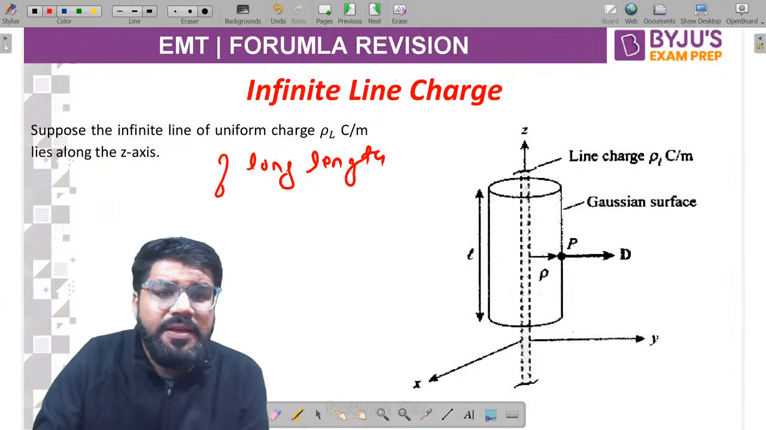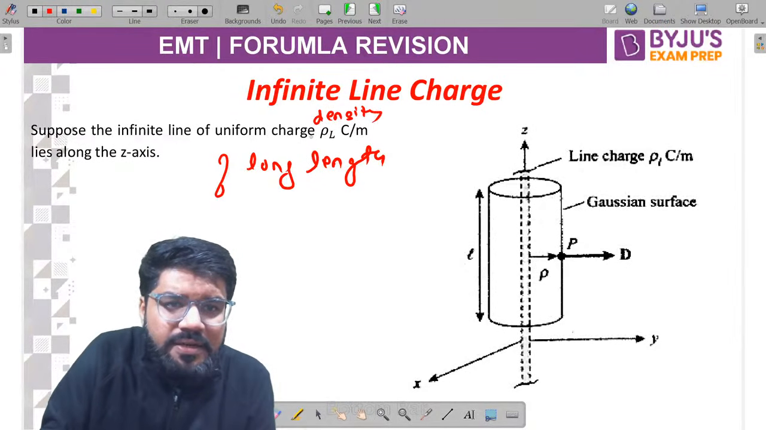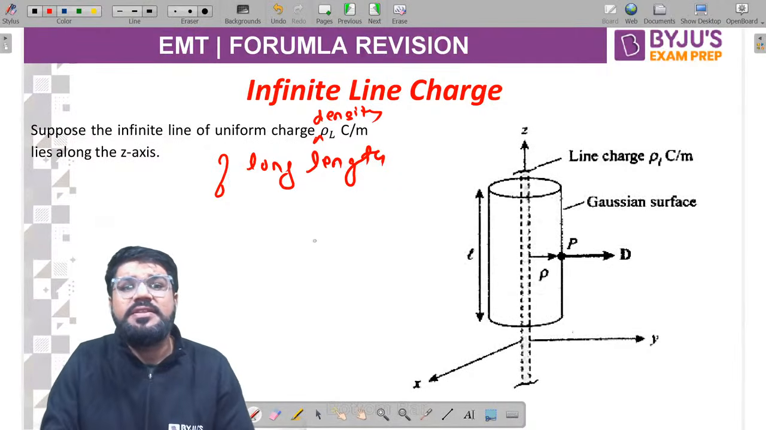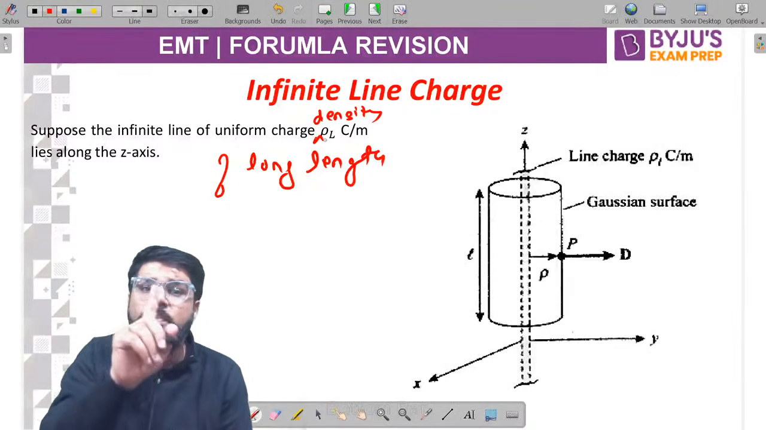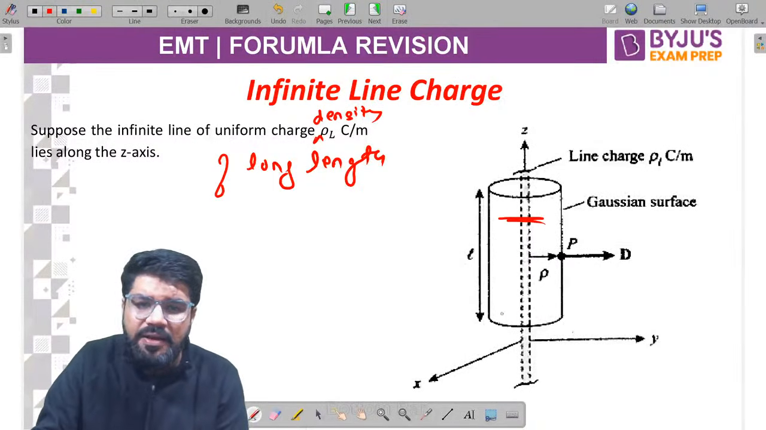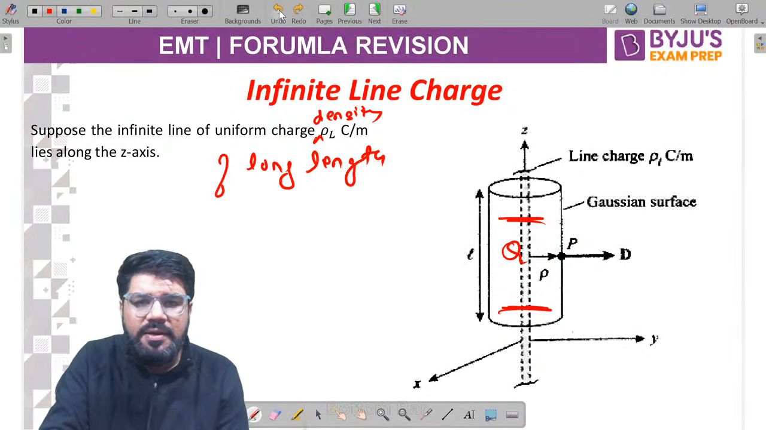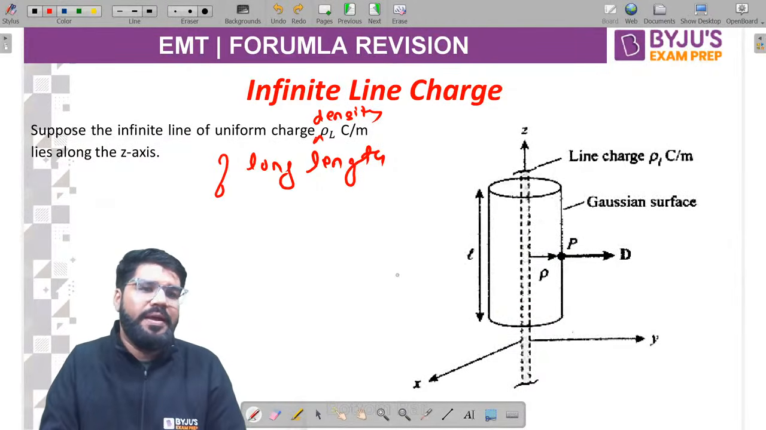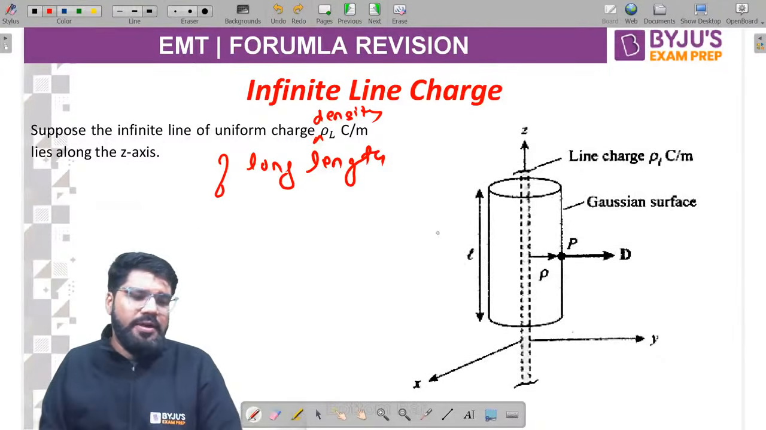So let rho L be the uniform charge density. Consider a line charge having the charge density rho L. That is, what is the charge available on the line per unit meter. If I take only 1 meter, suppose the charge in this 1 meter section is Q, and that is known as rho L. The charge in 1 meter of the wire. These are all taken by Gauss law.